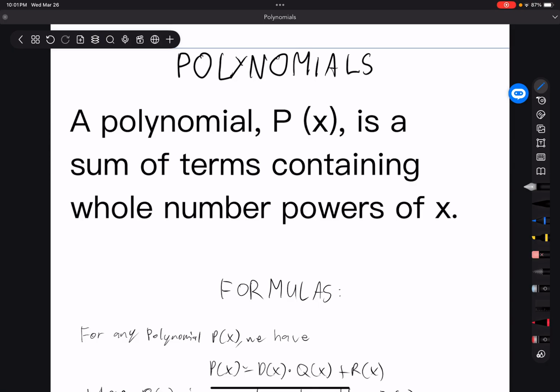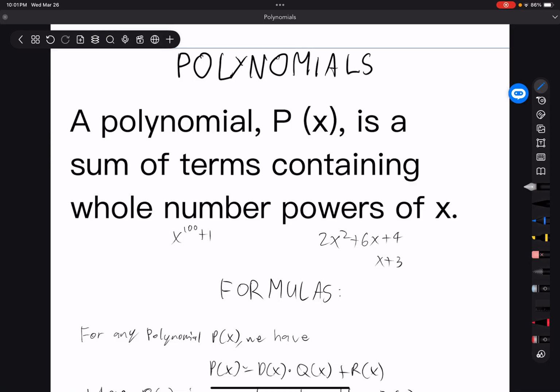We're transitioning over from probability, and now we're going to go into our algebra unit, where our first topic is going to be polynomials. So what is a polynomial? A polynomial, often known as p of x, is a sum of terms containing whole number powers of x. For example, 2x squared plus 6x plus 4 is a polynomial. x plus 3 is a polynomial. x to the power of 100 plus 1 is a polynomial.